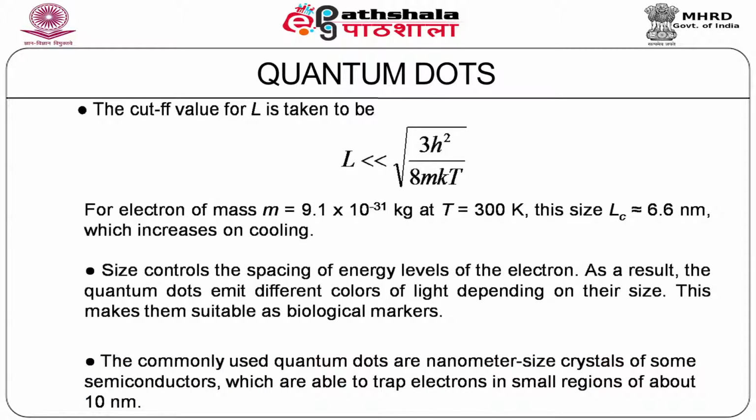So what I mean is that if you vary the size, the length, from 6.5 nanometer to some value between 0 and 10 nanometer, then you can get different colors of light which are absorbed and emitted. This makes quantum dots very important in practical biology as well as in the industry.